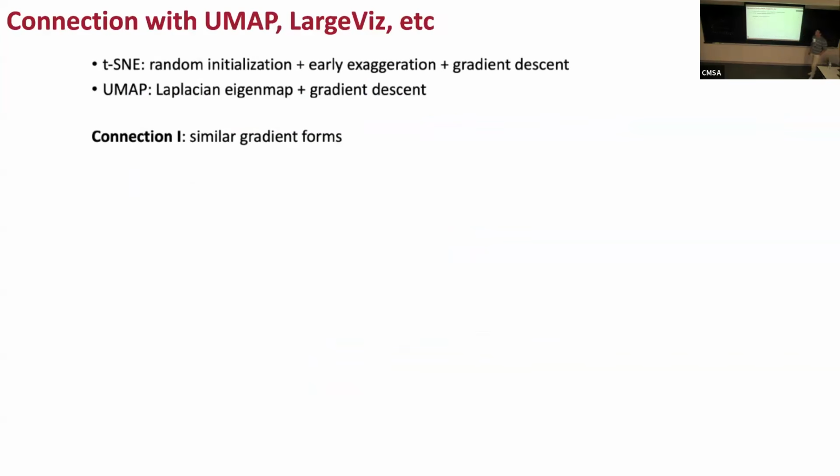And here I want to make a second comparison, because our analysis so far is based on t-SNE alone. We want to compare with other algorithms in the family to see how similar they are. So just for t-SNE, remember we have three components: random initialization, early exaggeration, and gradient descent. For UMAP, it's Laplacian eigenmap plus gradient descent. And from the previous discussion, we already see the connection between these two combined together. And now comes the gradient descent.